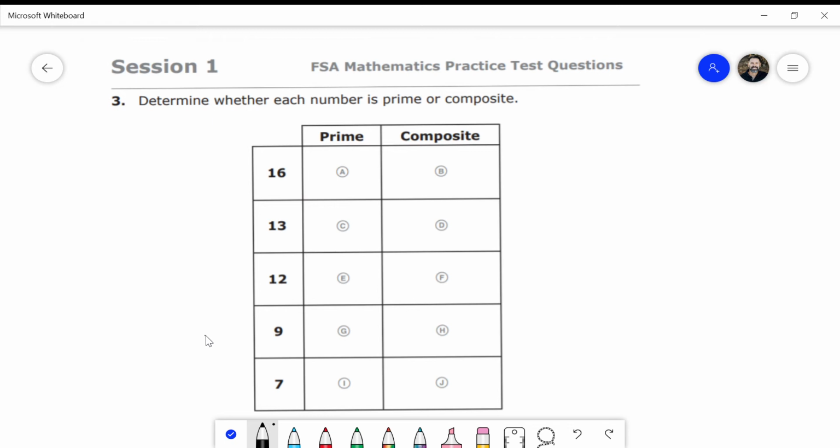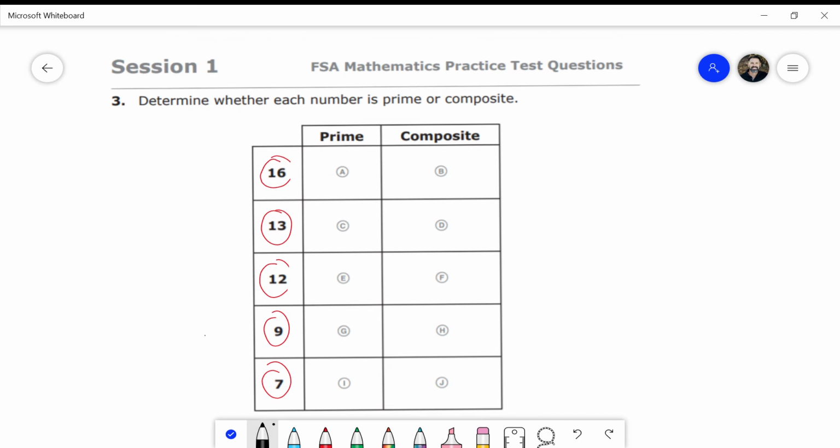Okay, so it says determine whether each number is prime or composite. The numbers they want us to look at are the numbers on the left-hand side. And for each number, we're going to put the answer in the row it's in. So for 16, it's either A or B, prime or composite. For 13, it's either C or D, prime or composite. And the same pattern continues for each row. Okay, all right, so let's go ahead and do that.